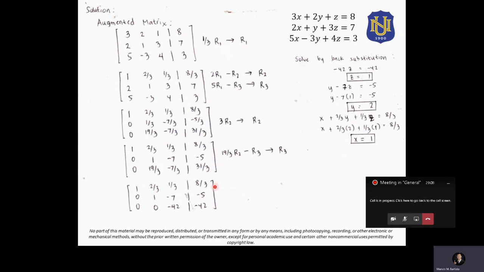Okay? So for the first row naman, that will be 1x plus 2/3 y plus 1/3 z is equal to 8/3. So meron na tayong y at saka z, we can solve for x. So solving for x, it will give you 1. So these are the answers: x is equal to 1, y is equal to 2, and z is equal to 1.